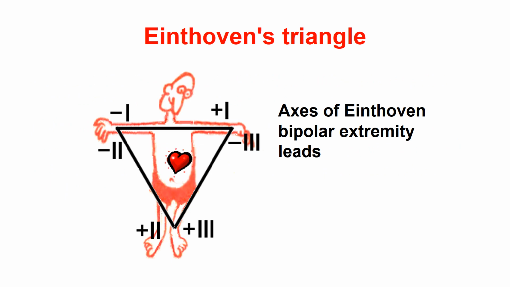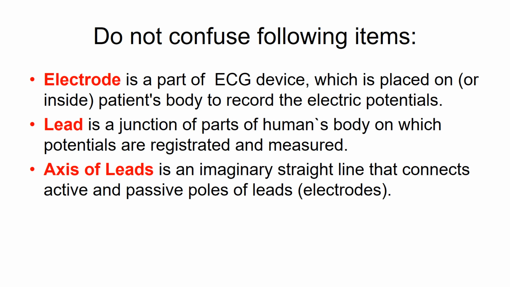Axes of Einthoven bipolar extremity leads. Do not confuse the following items. Electrode is a part of the ECG device, which is placed on, or inside, the patient's body to record the electric potentials. Lead is a junction of parts of the human body on which potentials are registered and measured. Axis of leads is an imaginary straight line that connects the active and passive poles of leads, electrodes.